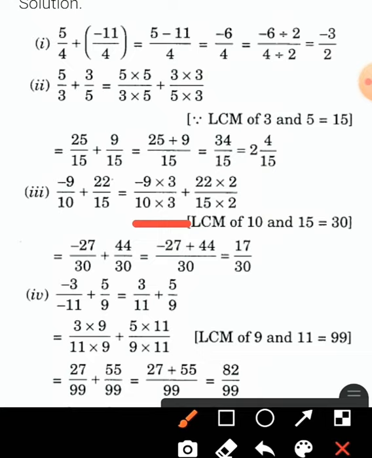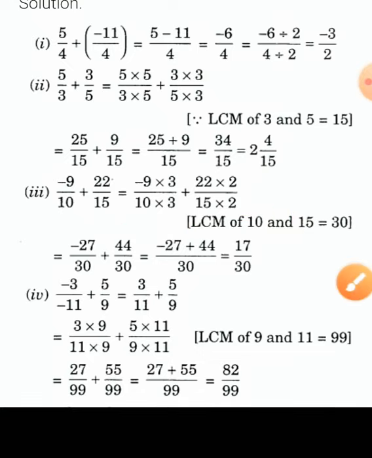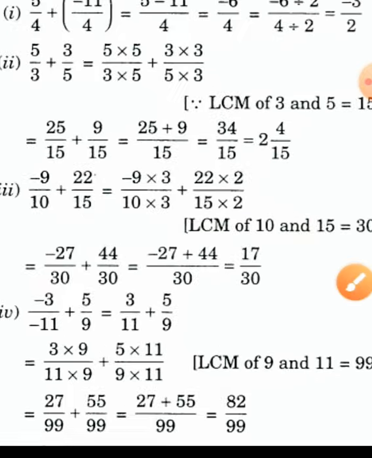Now coming to the next fraction, it is plus 22 upon 15. Now 15 how many is 30? So you again have to check out the table. So 15 2s are 30. So second fraction we will multiply both by 2. So second one we will multiply both by 2. Hope it is clear.